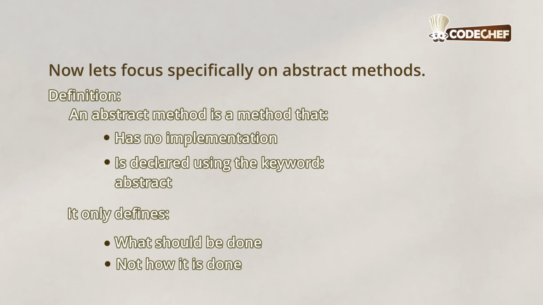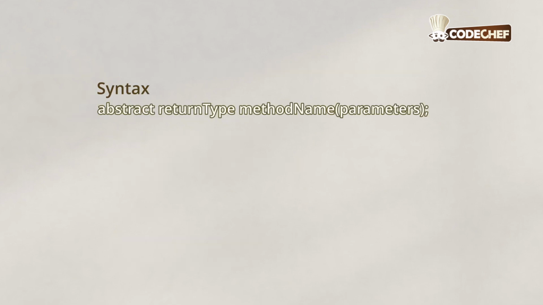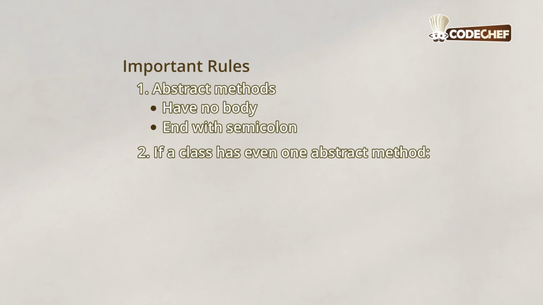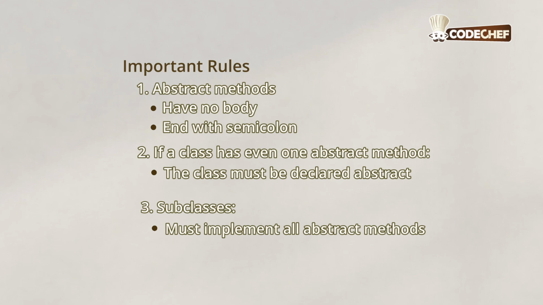The syntax for the same is: abstract return type method name parameters. For example, the abstract return type is void, and the method is makeSound over here. The important rules to remember are: abstract methods have no body, and end with a semicolon. If a class has even one abstract method, the class must be declared abstract. The subclasses must implement all abstract methods, otherwise they must also be abstract.